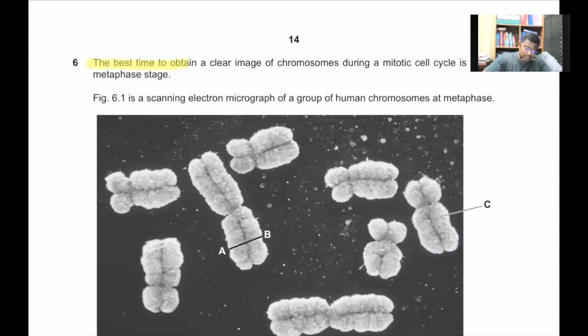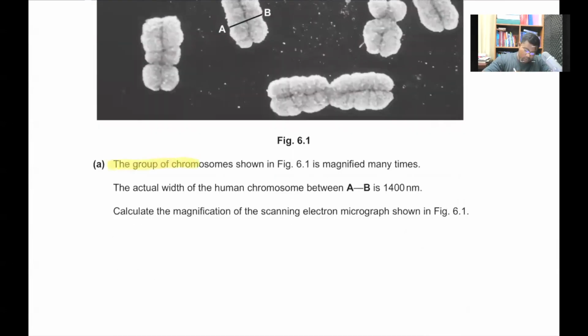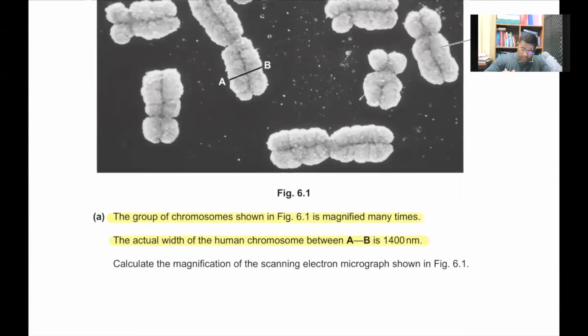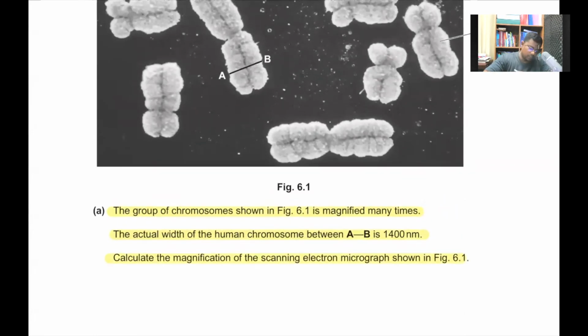Question 6. The best time to obtain a clear image of chromosomes during a mitotic cell cycle is during the metaphase stage. Figure 6.1 is a scanning electron micrograph of a group of human chromosomes at metaphase. The group of chromosomes shown in figure 6.1 is magnified many times. The actual width of the human chromosome between point A to B is 1400 nanometers. Calculate the magnification of the scanning electron micrograph shown in figure 6.1. So the image length here is actually 14 millimeters.